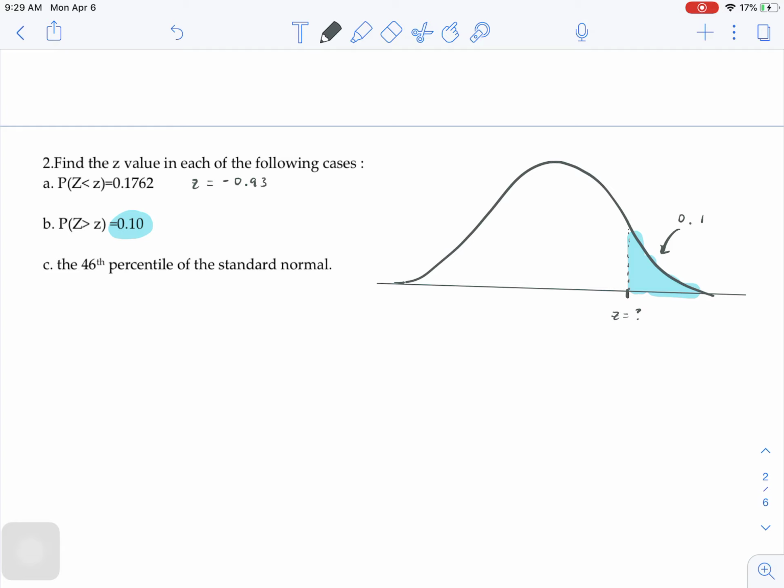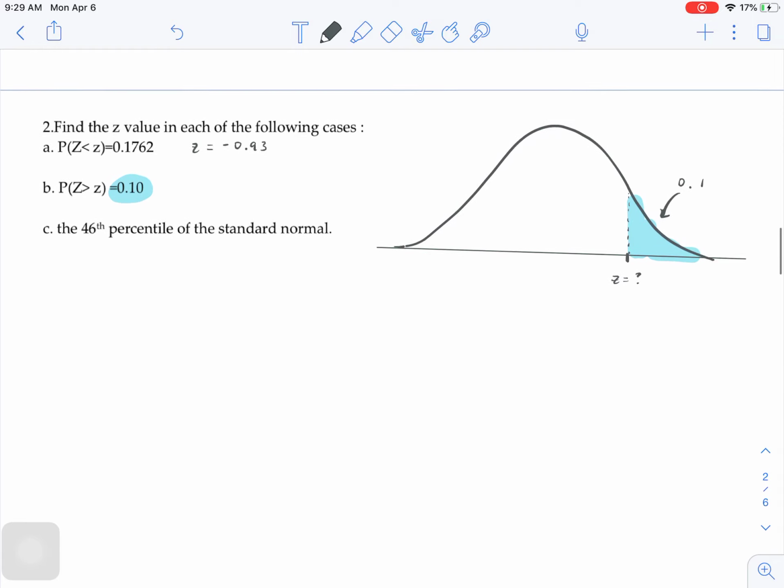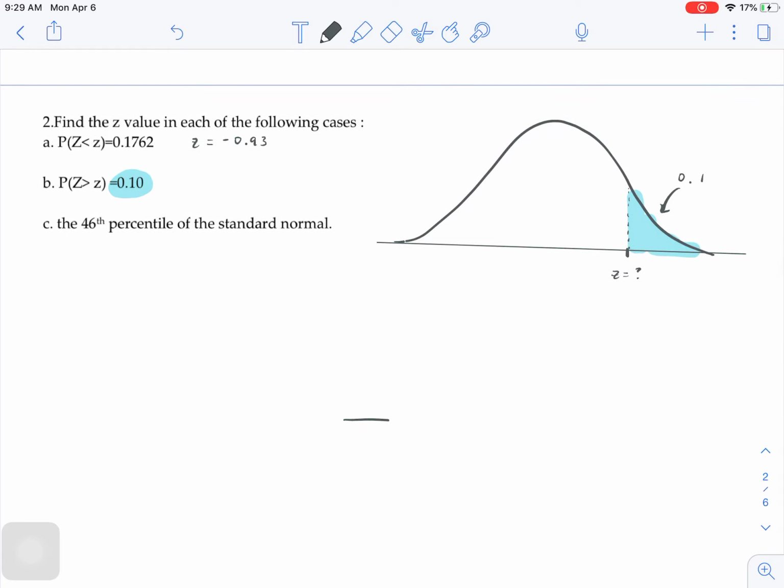Well, the problem here is that if I want to find the z-value corresponding to this using a table, I have to look at this in terms of area to the left. So this picture is exactly the same as this one.